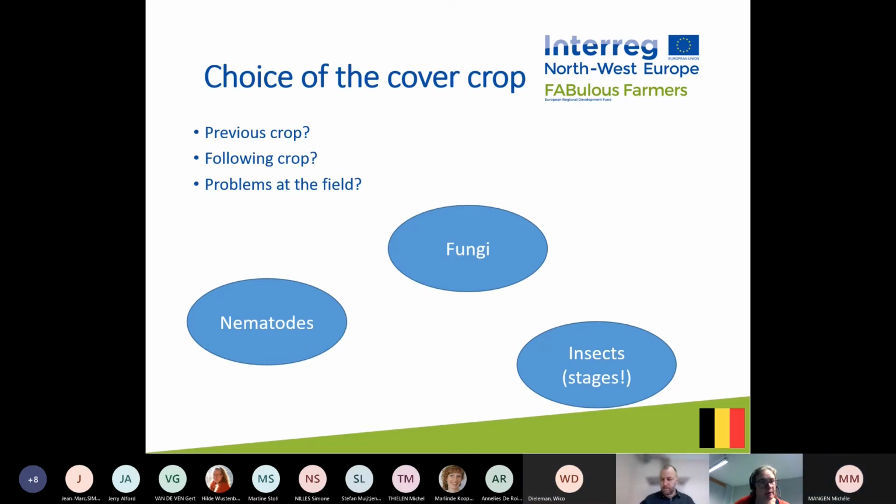For the choice of the cover crop, like I just said, you have to see it in the entire rotation. What was the previous crop and what's the following crop? And are there maybe problems at the fields?